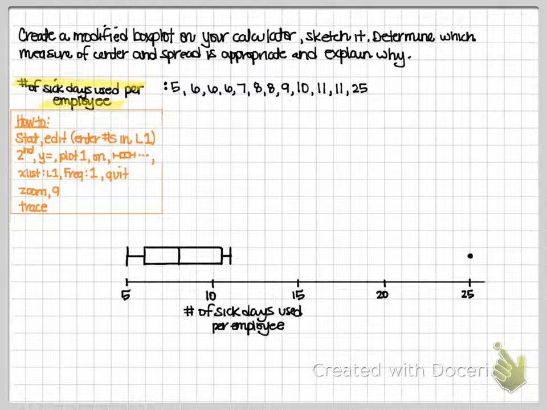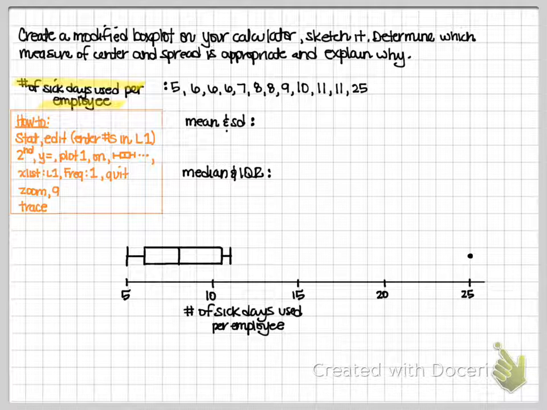Now I'm supposed to be able to determine which measure of center and spread is appropriate. I'm not going to tell you what they are. That wasn't really the point here. It is which one am I supposed to use. So my options here are I can do mean and standard deviation, or I can do median and IQR. Now, I have to determine which one of these is appropriate.